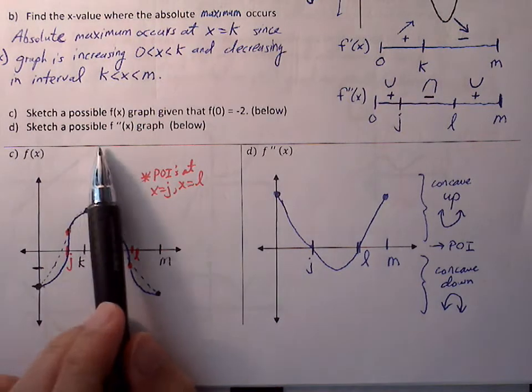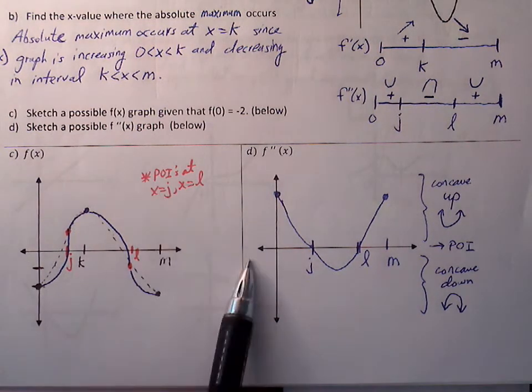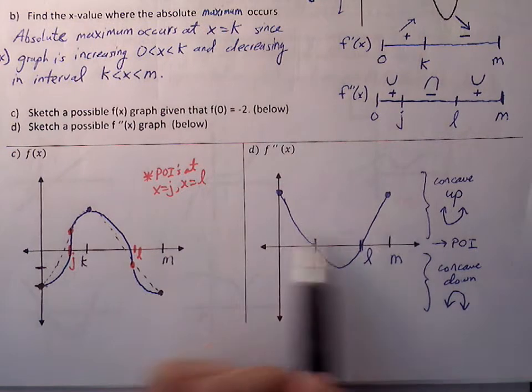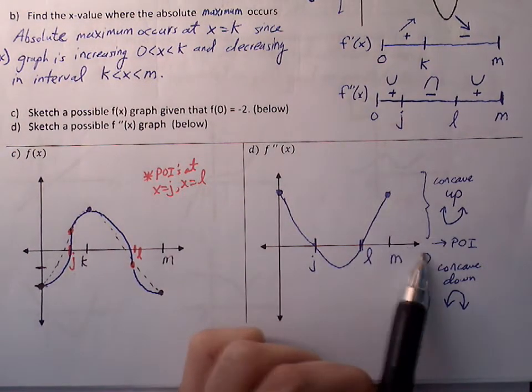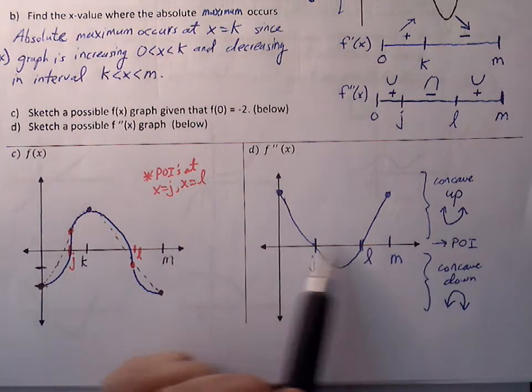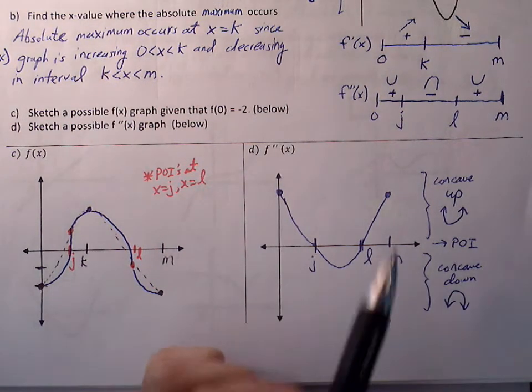Part D, sketch a possible F double prime graph. So for the F double prime graph, we know that our y-axis represents concavity, so anything above is concave up, anything below is concave down, and anything on the x-axis are points of inflection.